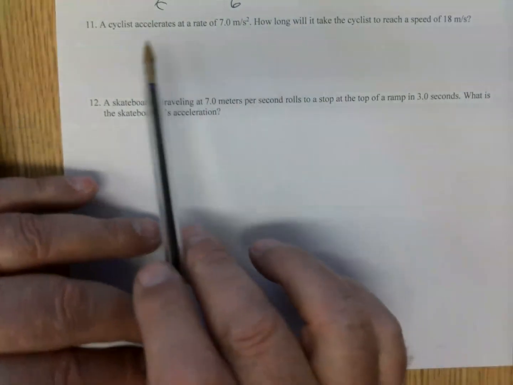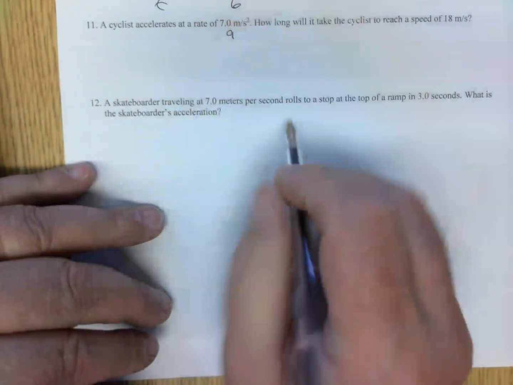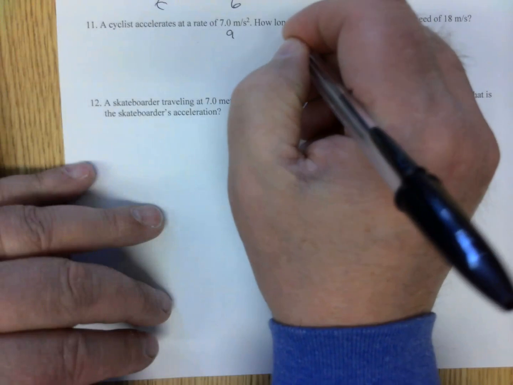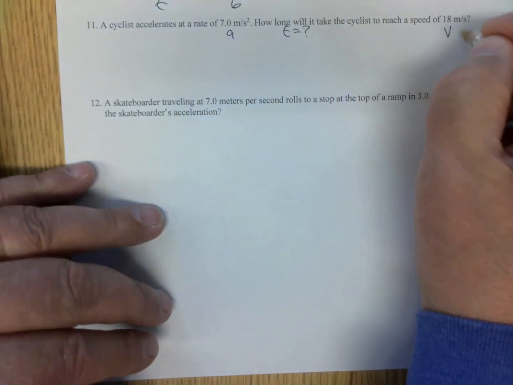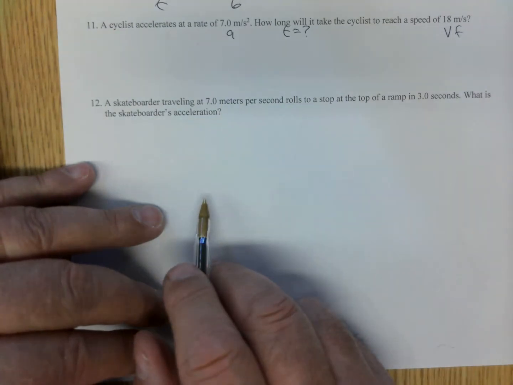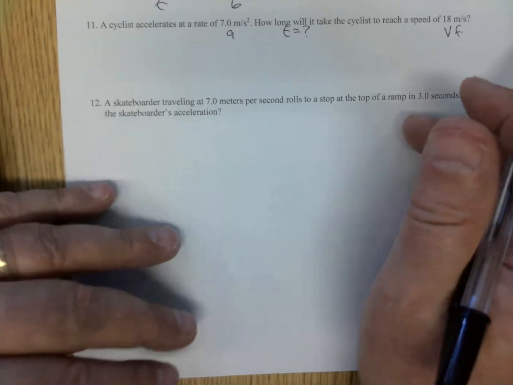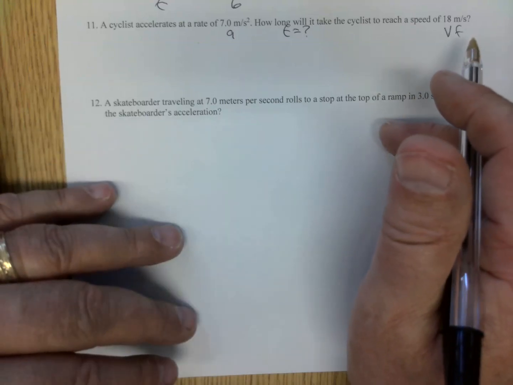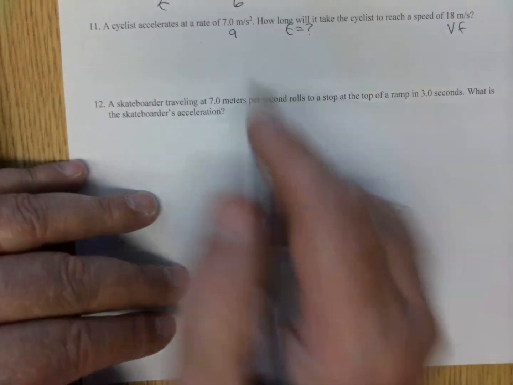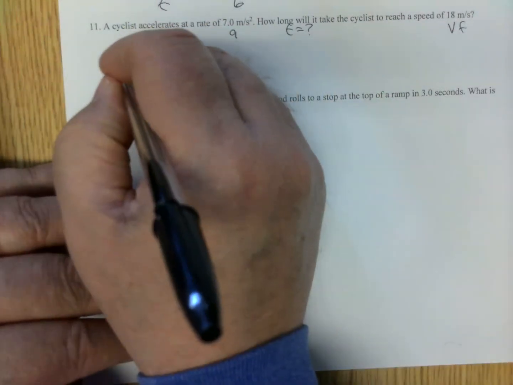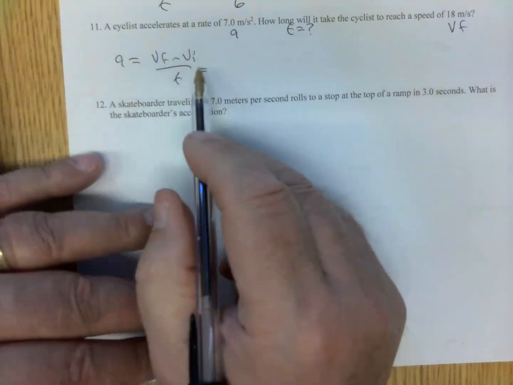Okay? All right. So now we have a cyclist who accelerates at a rate. So this is our acceleration. How long? Time. This is what we don't know. It will take the cyclist to reach a speed of, this is velocity final. Okay? And then again, velocity initial. You have to just assume it is 0, because it could be anything, and if it's not given, we can't figure out the problem. So then again, acceleration equals velocity final minus velocity initial divided by time, and we figure it out.